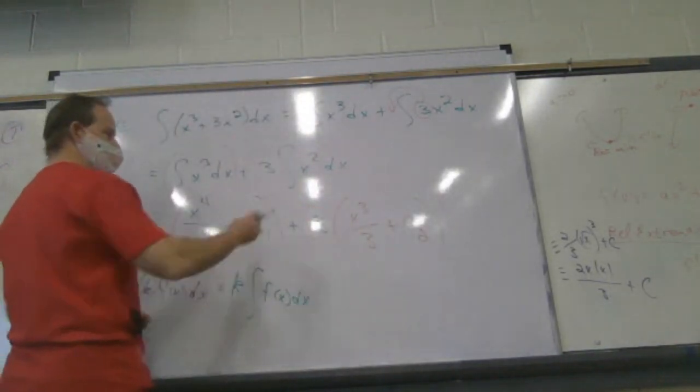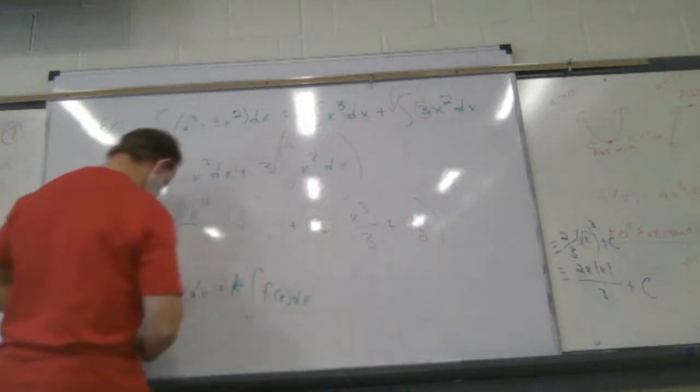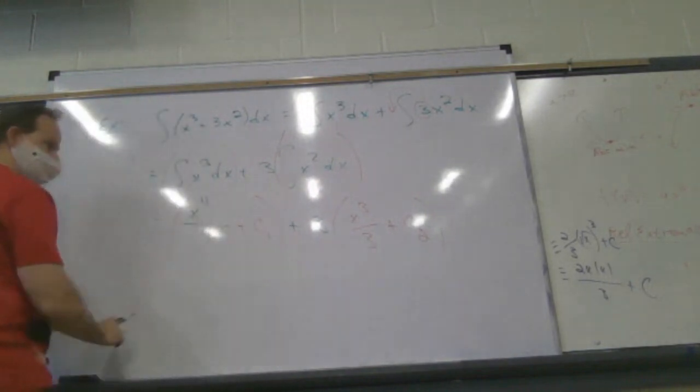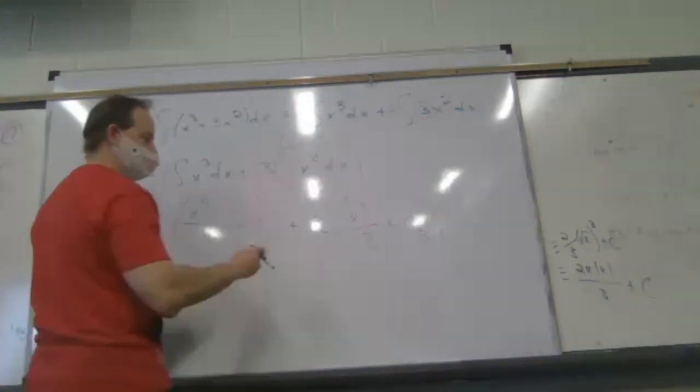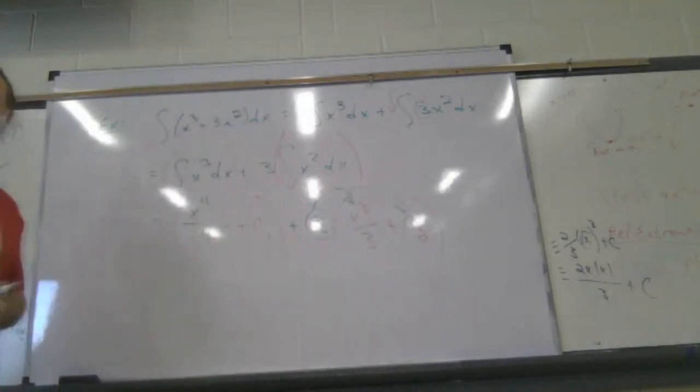If I do that, so 3 times that antiderivative, of course, if I multiply that 3 through there, let's just do it in excruciating detail here. If I multiply that 3 through there, I got to use the distributive law, right?